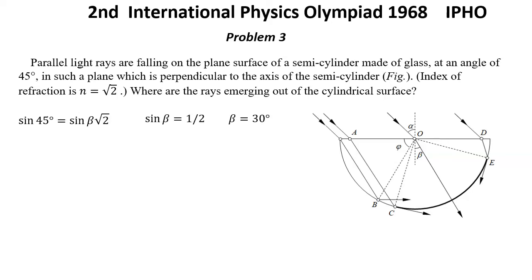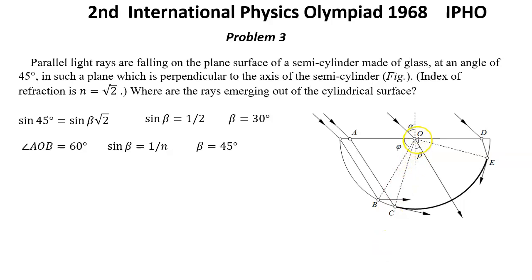We have to investigate what happens if phi changes from 0 to 180. It is easy to see that phi cannot be less than 60 degrees, because OAC is 60 degrees and all three angles are 60 degrees. The critical angle is given by sine beta equal 1 over n. It means that beta equal 45 degrees.